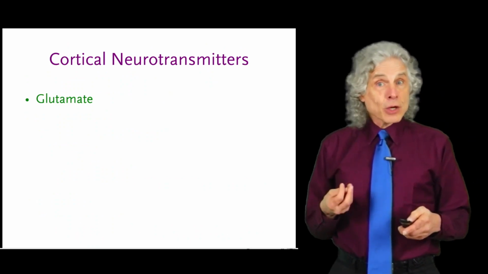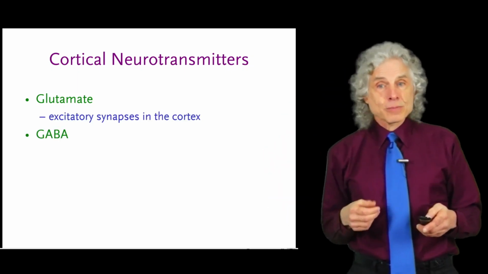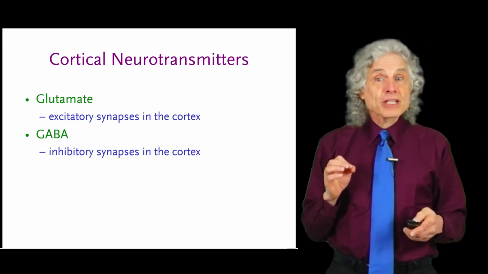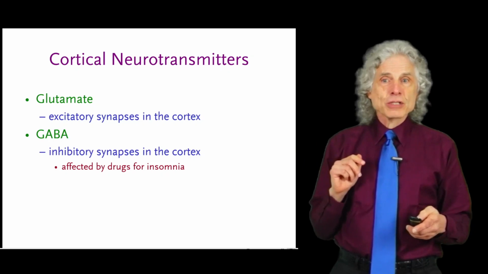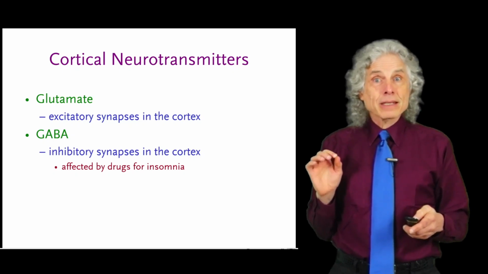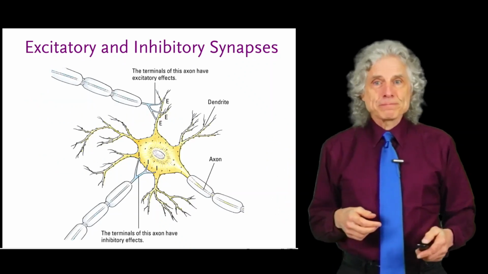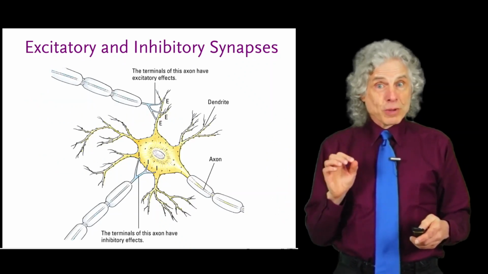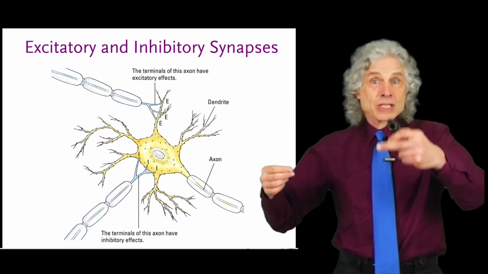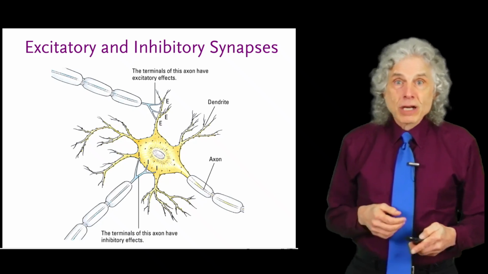Glutamate is an amino acid that is one of the main neurotransmitters in the cerebral cortex, especially at the excitatory synapses. And GABA is a neurotransmitter involved in the inhibitory synapses, which are affected by drugs for insomnia. When you take Ambien and other hypnotic drugs, it increases the amount of GABA, more inhibition, and you fall asleep. Now, inhibition is a crucial part of our story. If all you had were neurons exciting other neurons, which excite still other neurons, your whole brain would just kind of blow up in a cacophony of firing.